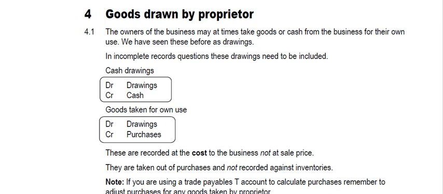The next kind of drawings is when the owner of the business takes out goods for their own personal use. You're going to debit drawings and credit purchases. These drawings of goods should be recorded at cost to the business and not at the selling price. They are simply taken out of purchases and should not be recorded against inventories.